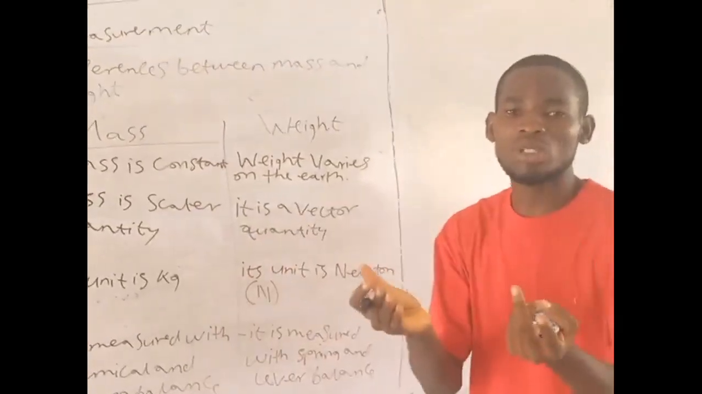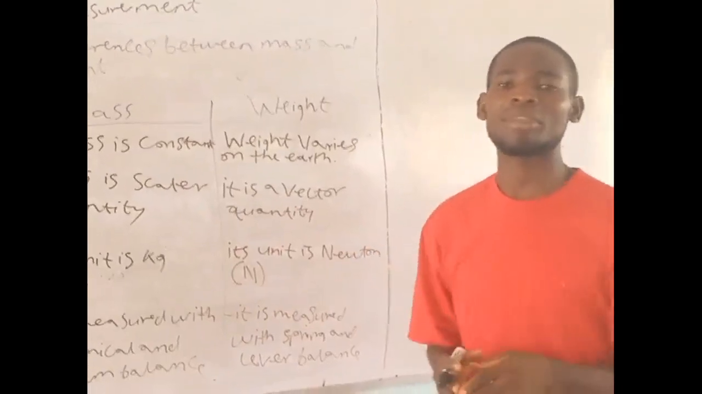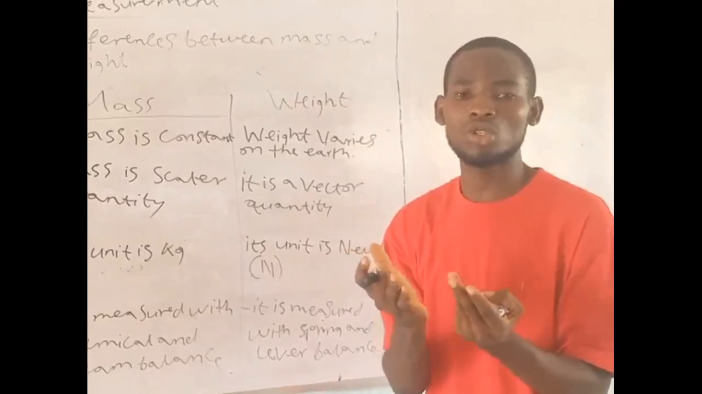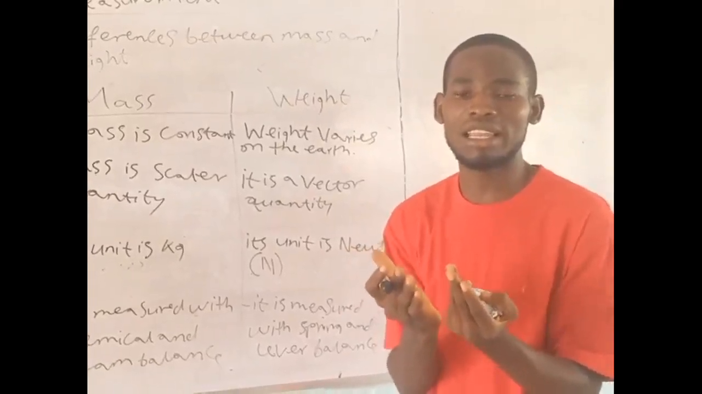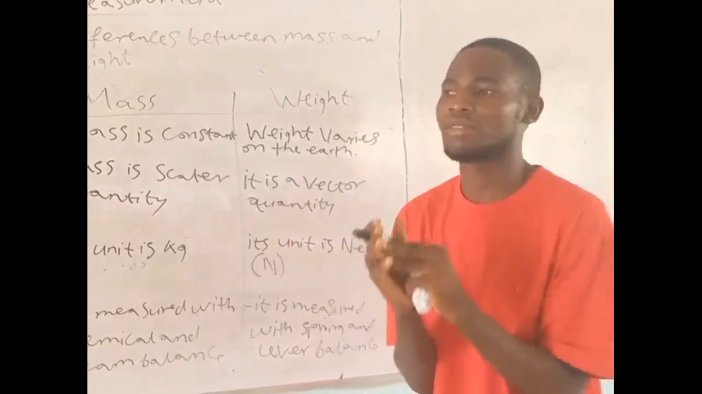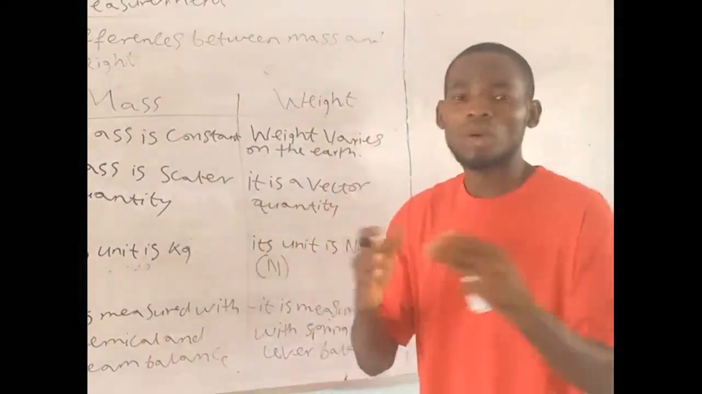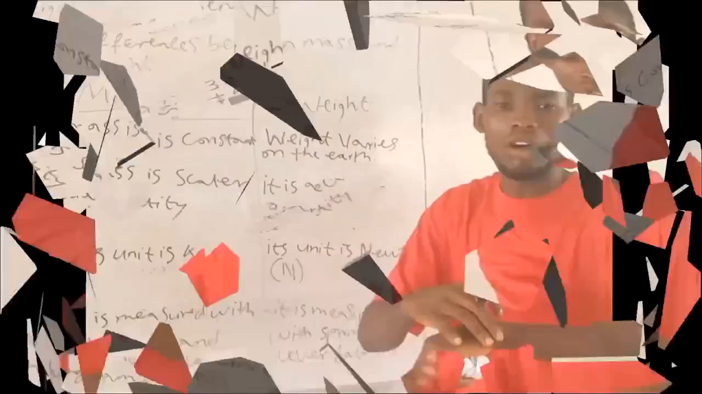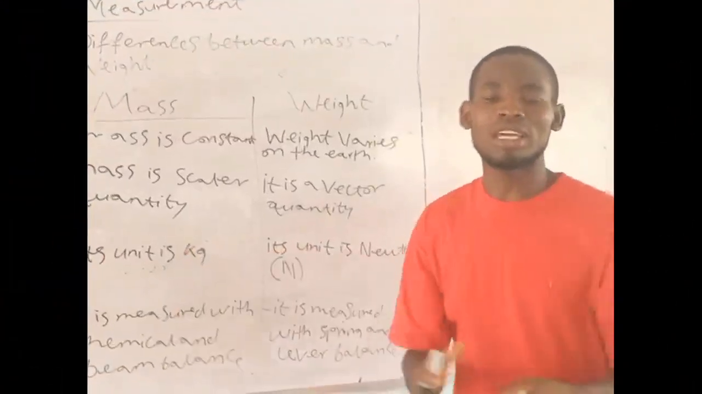Now, another physical quantity I want to talk about is time. Time is a physical quantity that is used to measure events. Now, what are the things which you can use to measure time? You can use your stopwatch.